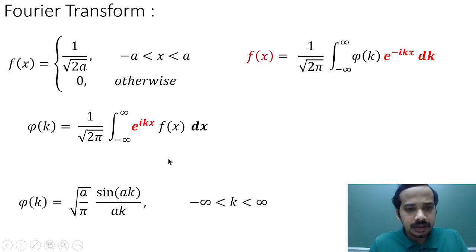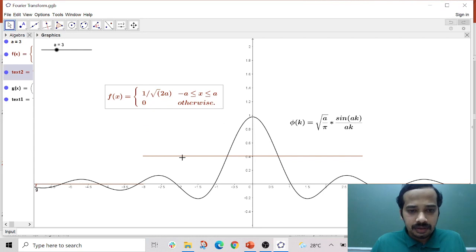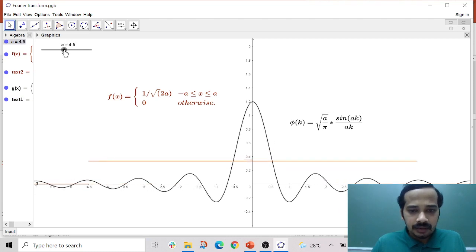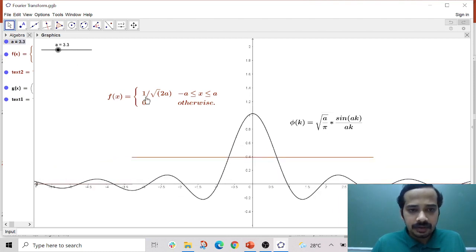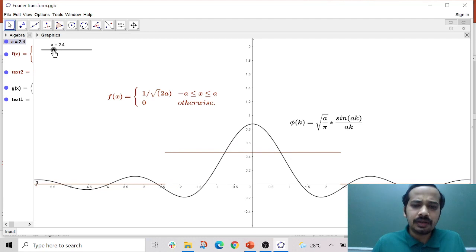Now we shall see this in a graph, this plot. This is our f of x plot, which is constant from minus a to plus a. This black plot is phi of k, that is sine ak divided by ak multiplied by root of a by pi. We can change a here. Because f of x depends on a, phi of k also depends on a. That's why when you change a, both curves will change. We shall see some physical interpretation of this concept.